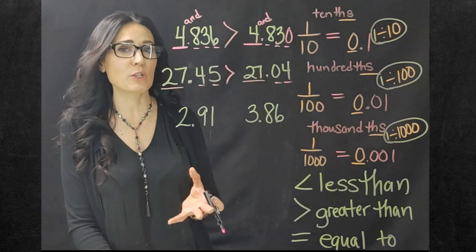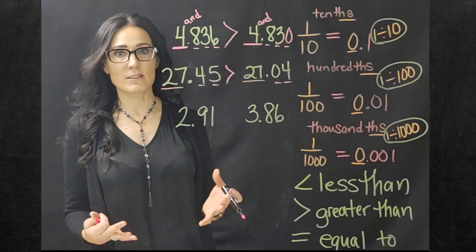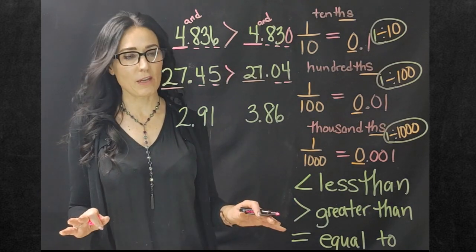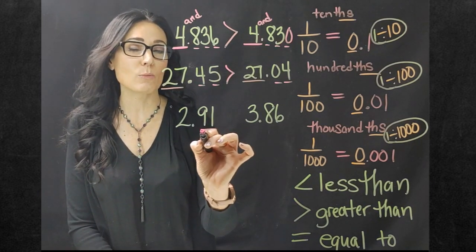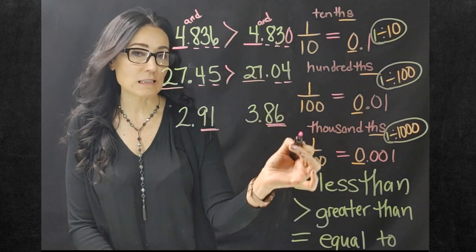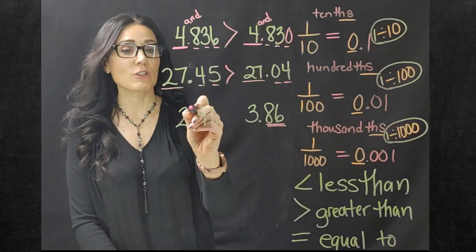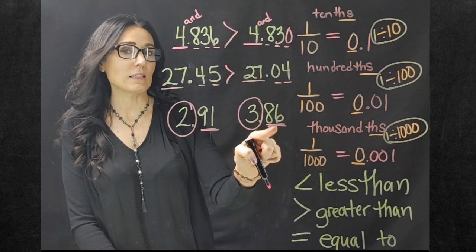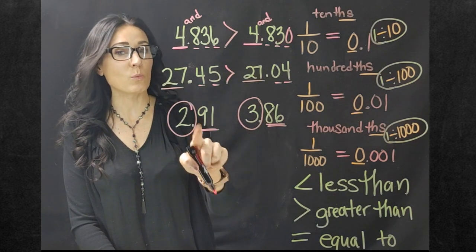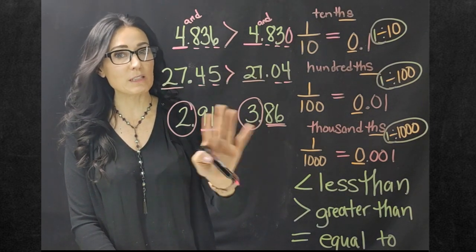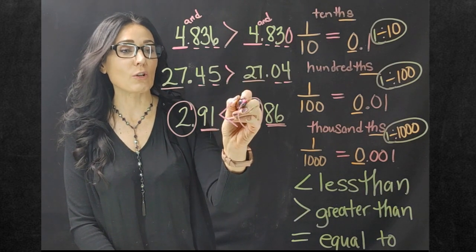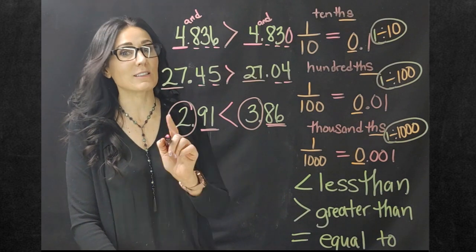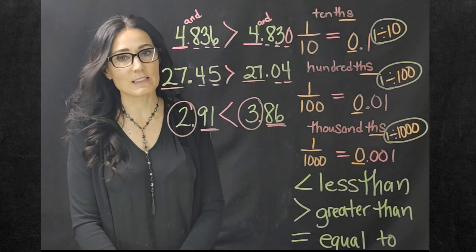So what happens when you have whole numbers that are not the same? Well, the whole number beats it. The largest whole number beats the whole thing. So it does not matter that this is 91 hundredths and this is 86 hundredths. It does not matter because look at our whole numbers. We have a 3 and a 2. And even though 86 hundredths is smaller than 91 hundredths, the whole number beats it all. Since the 3 is larger than the 2, we would say 2 and 91 hundredths is less than 3 and 86 hundredths.